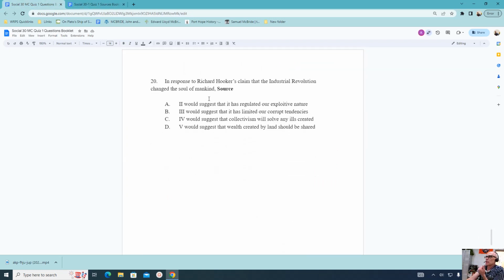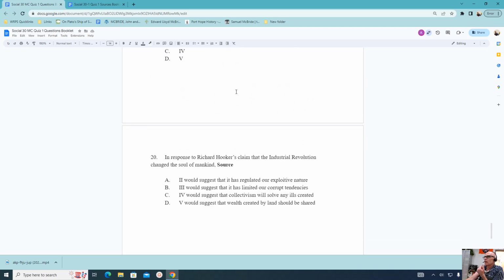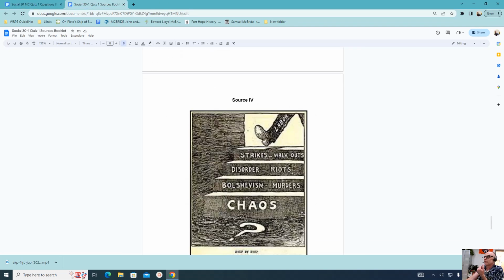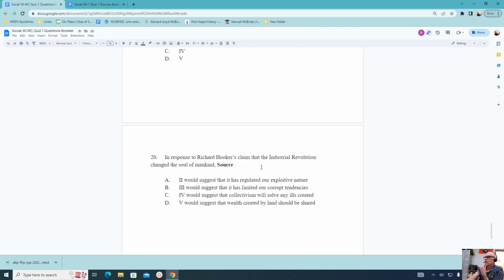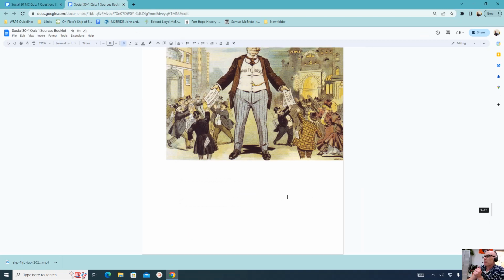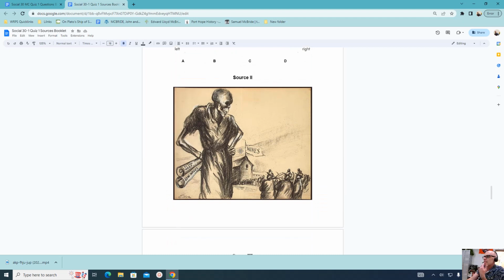And then number 20, in response to Richard Hooker's claim, is the claim even on here? No, I'm going to have to add that. In response to his claim that the Industrial Revolution changed the soul of mankind. Oh, okay, we don't need the claim. It's said about it there. Source 2 would suggest that it has regulated our exploitive nature. Well, they do talk about exploitation there.